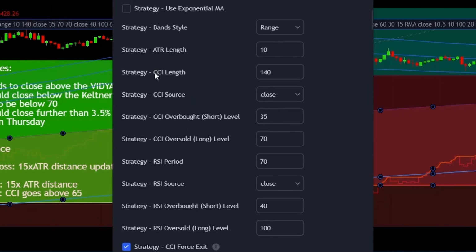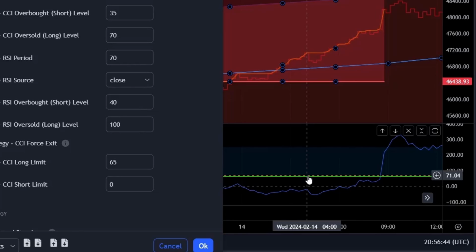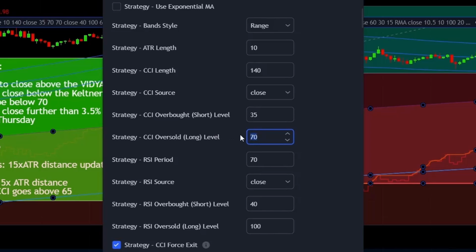Scrolling down, we have the CCI settings. We have a CCI length, the CCI source, the CCI's overbought level, which is used at short entry positions, and the CCI oversold level, which is used at long positions. Remember, the strategy I just showcased can only enter into a long position if the CCI value is below the 70 level. So the CCI oversold long level should be set at 70.